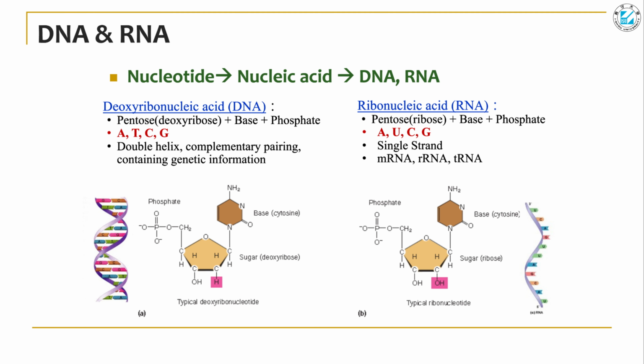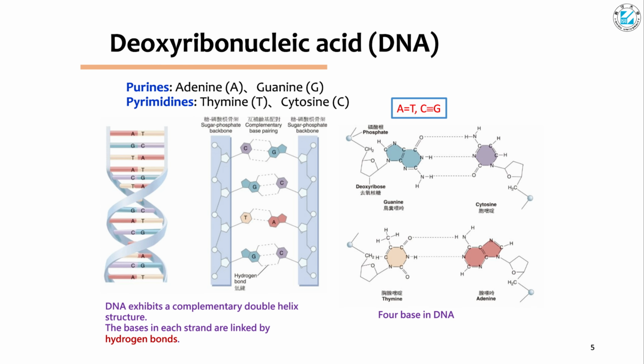The other is RNA. RNA is ribonucleic acid. It's composed of the pentose ribose, a base, and a phosphate. The bases are A, U, C, G, and it is a single strand. RNA is different from DNA. RNA is a single strand and DNA is a double strand. So RNA contains ribose, such as mRNA, rRNA, and tRNA. Let me look further at the DNA structure.